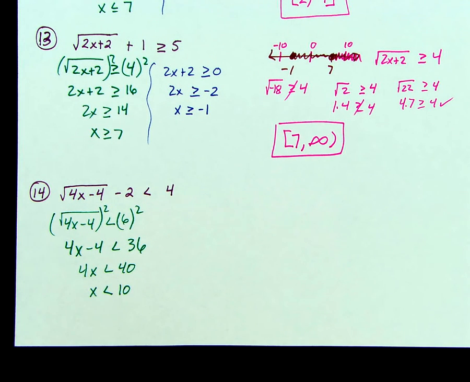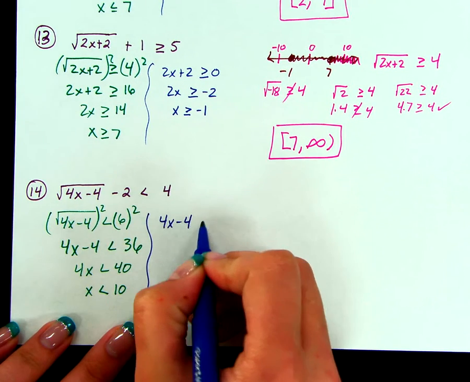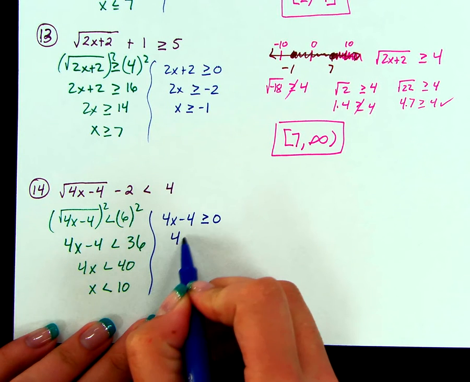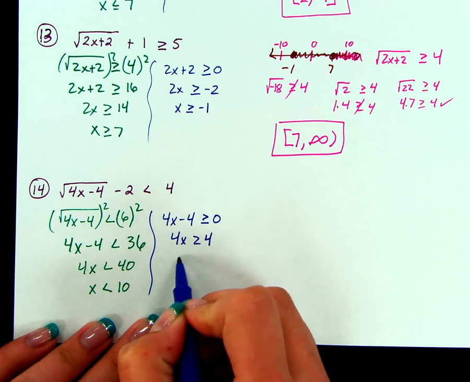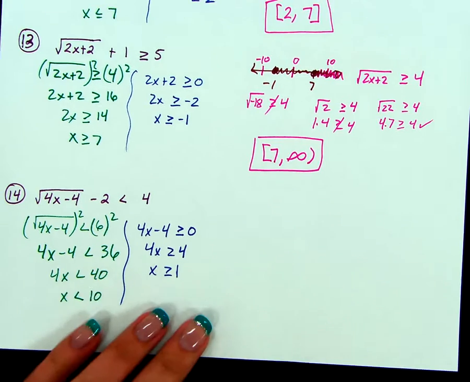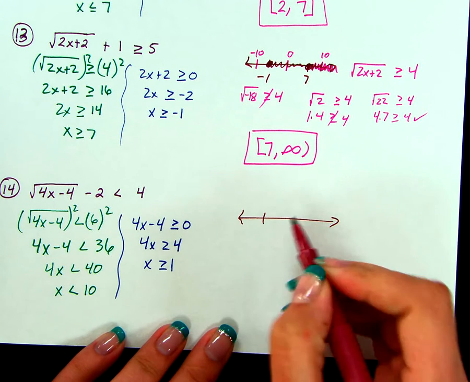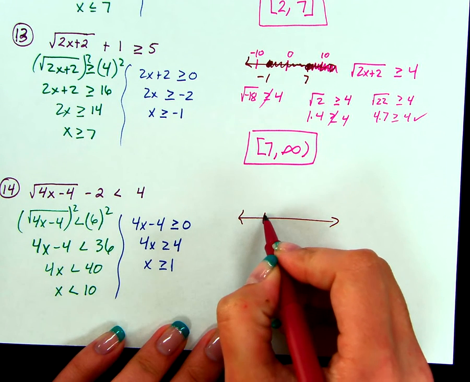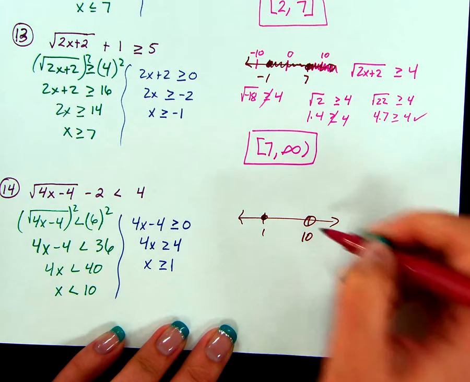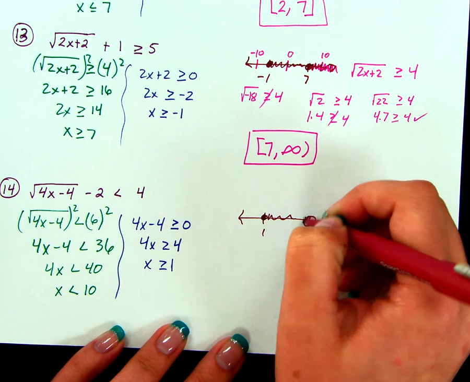Then we take what's underneath the radical. So 4x minus 4 has to be greater than or equal to 0. We would add the 4, and then divide to get x greater than or equal to 1. Then we just have to use our number line to help us figure out our final answer. So we have 1 and 10. And let's see, we have an open circle, so we are shading in opposite directions. 1 is this way, 10 is this way.